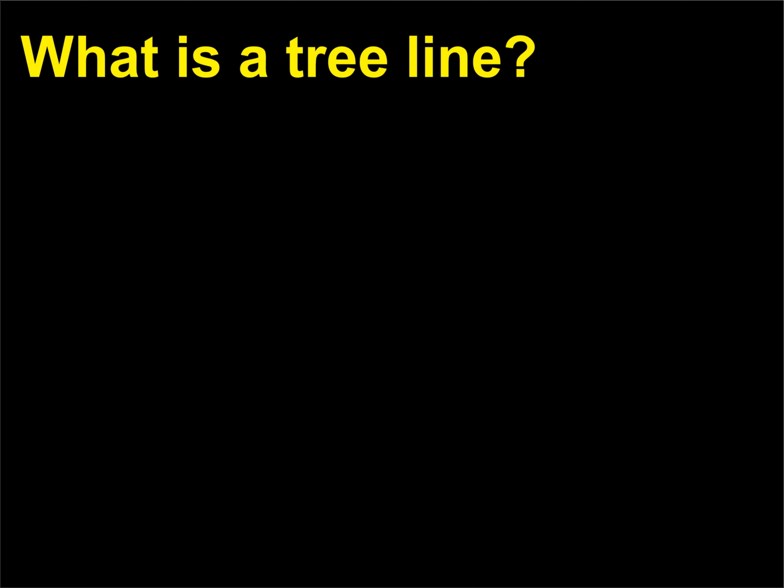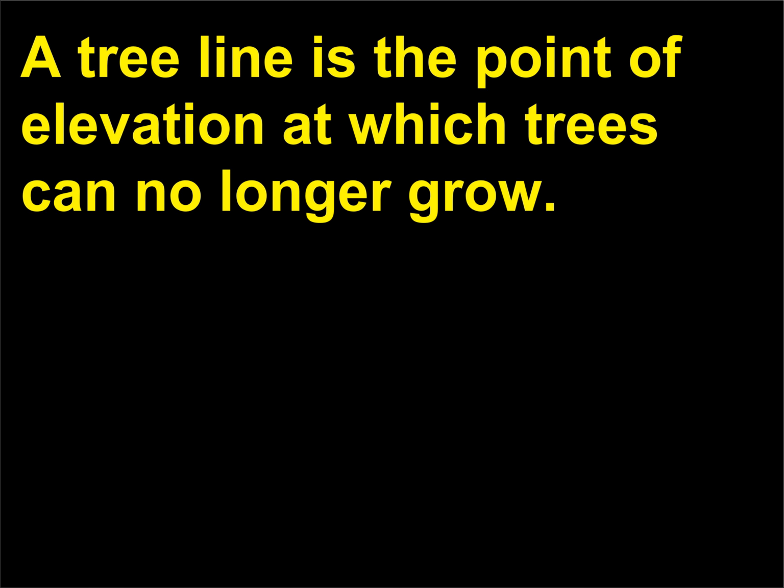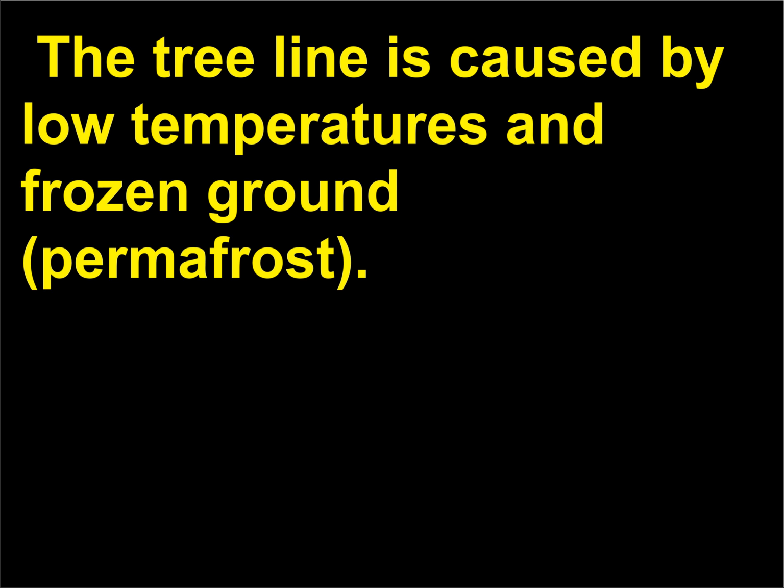What is a tree line? A tree line is the point of elevation at which trees can no longer grow. The tree line is caused by low temperatures and frozen ground, permafrost.